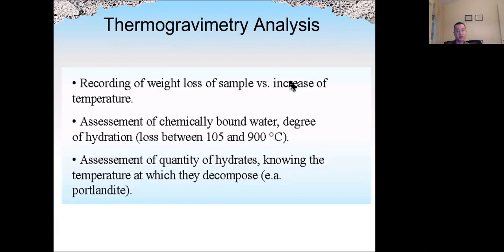All right, so that is the XRD method. The next method we're going to discuss today is called thermal gravimetry analysis. The idea of this method is very simple. We just get a sample and we record the weight loss of the sample when we slowly increase the temperature of the sample. So we monitor the change of the weight versus the temperature.